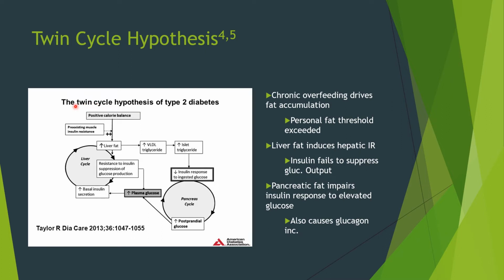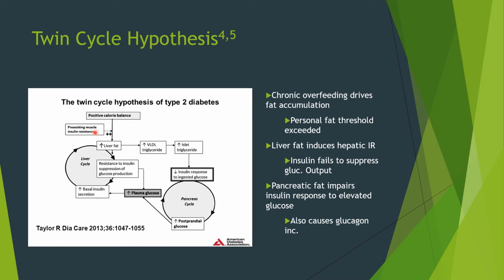And the way it works is a chronic positive calorie balance, meaning you're not simply eating too many calories in a single day, but chronically doing it over and over again, coupled with pre-existing muscle insulin resistance, causing us to store excess energy in our body fat. We then eventually meet what is a personal fat threshold. We can only put so much body fat on, and this is genetically predetermined, which explains why you can have lean people with type 2 diabetes as well as morbidly obese people with it. So you meet this personal fat threshold.